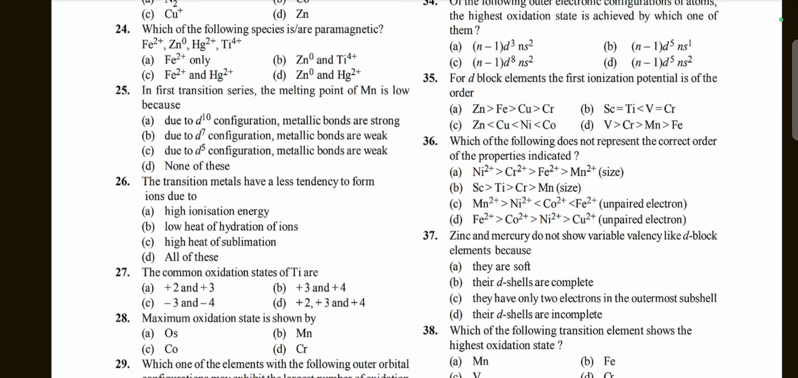Question 37. Zinc and mercury do not show variable valency like d-block elements because their d-shells are complete. Option B will be the answer.